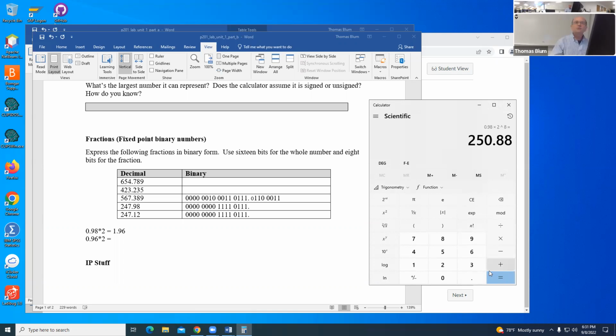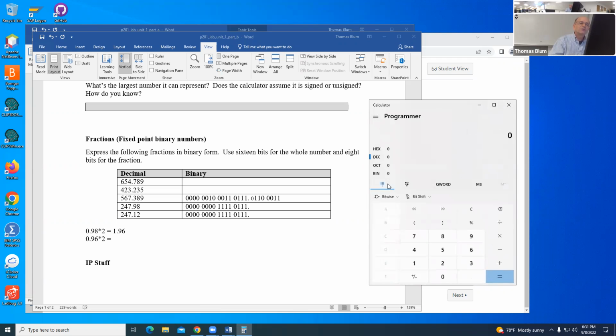250.88. Can I remember? Maybe I can. 250. Or I can just do this. And now I'm just going to truncate. Some people will round. If you're different from me in the last bits, okay, I'll say you round and I truncated. I'm going to truncate.